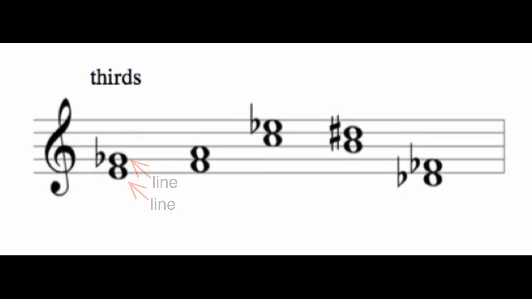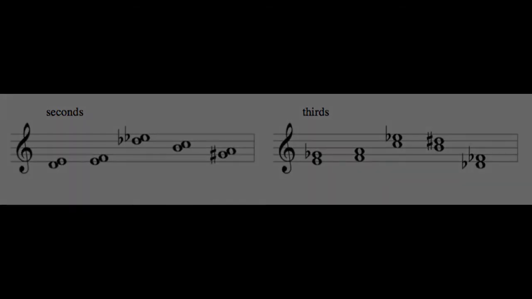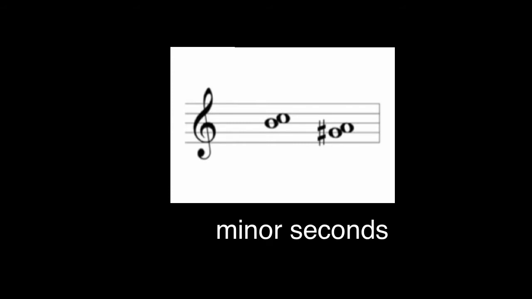For greater precision, it will be necessary to further qualify the size of the interval of the second by labeling it as either a minor second or a major second. A minor second is the interval of the second that is a half step. A major second is an interval of the second that is a whole step. Notice that for each of these definitions, two things must be true. For example, the minor second must be a second, that is, from one note of the musical alphabet to the next note of the musical alphabet, either up or down. It must also be the distance of a half step. If either condition is not true, then it is not a minor second.